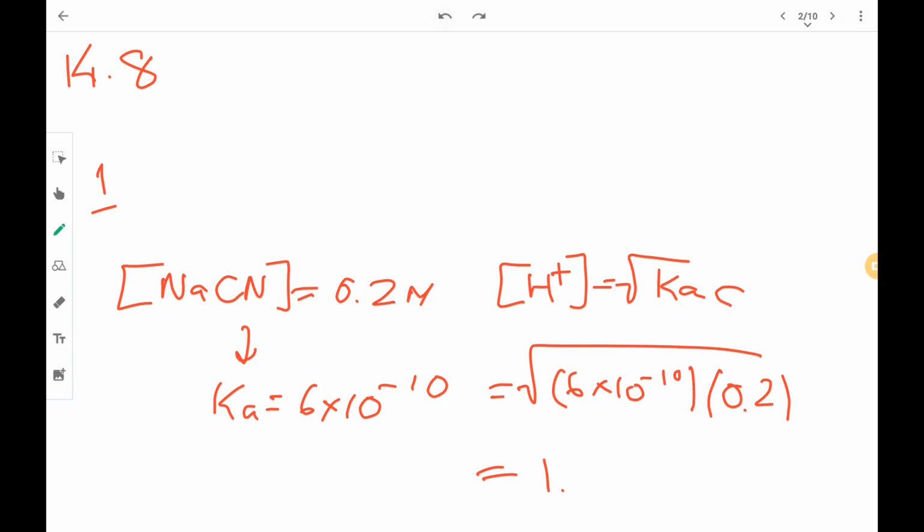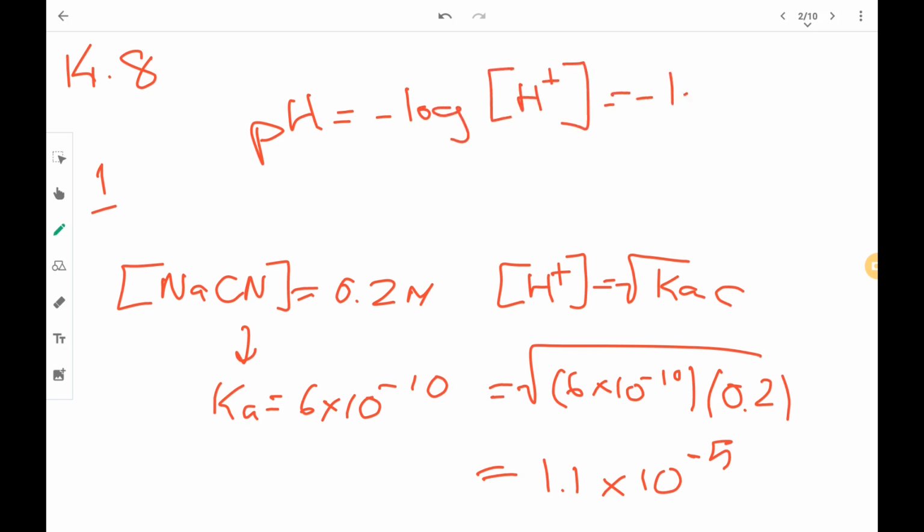1.1 times 10 to the minus 5, and then you do pH is minus log concentration of H plus, which is minus log of 1.1 times 10 to the minus 5, which is 4.96.